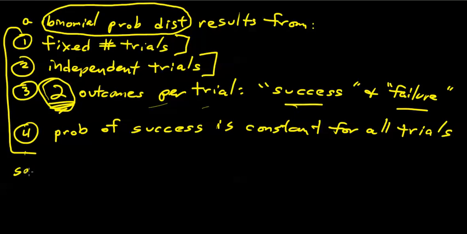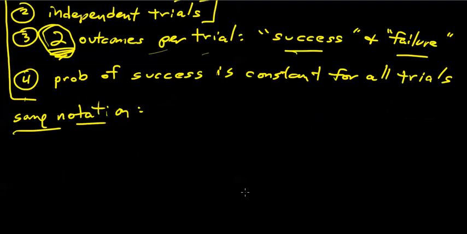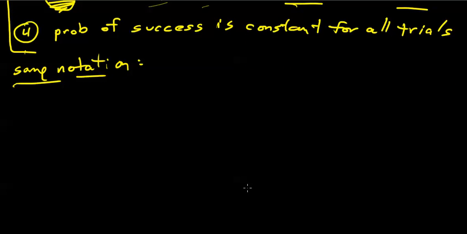Alright, we've got to talk about some notation to develop this formula, the formula to find the probability of a desired number of successes in a number of trials. Little p equals the probability of success in any trial.